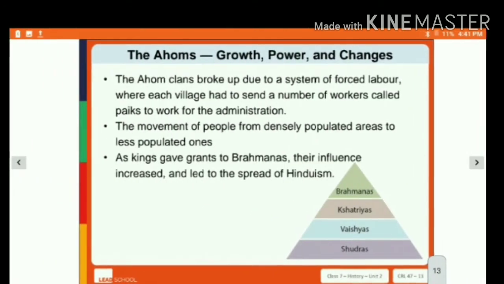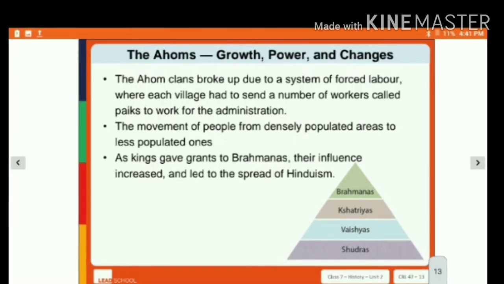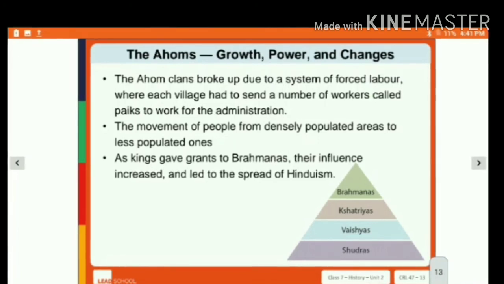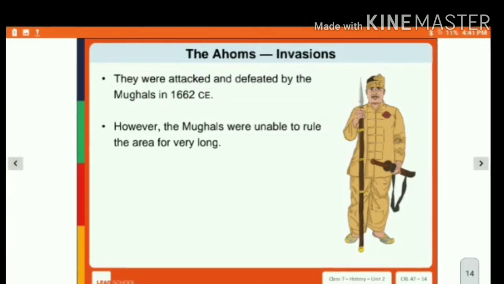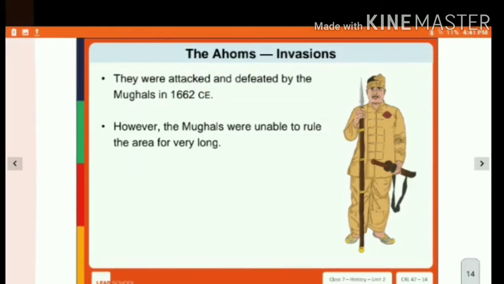The Ahom clans broke up due to a system of forced labor where each village had to send a number of workers called paiks to work for the administration. As kings gave grants to Brahmins, their influence increased and led to the spread of Hinduism. At last, the Ahoms were attacked and defeated by the Mughals in 1662. However, the Mughals were unable to rule over the area for very long.